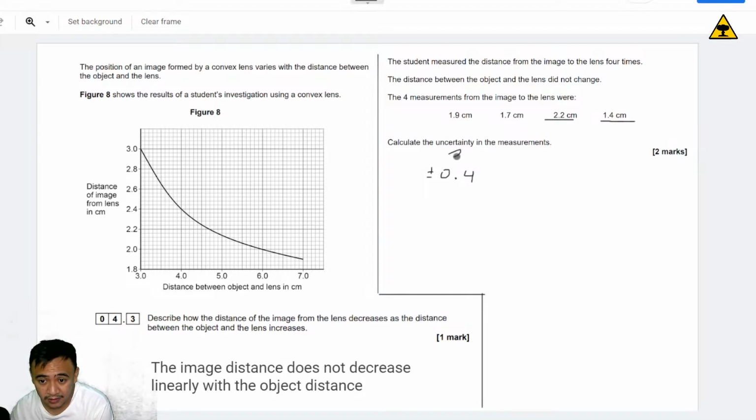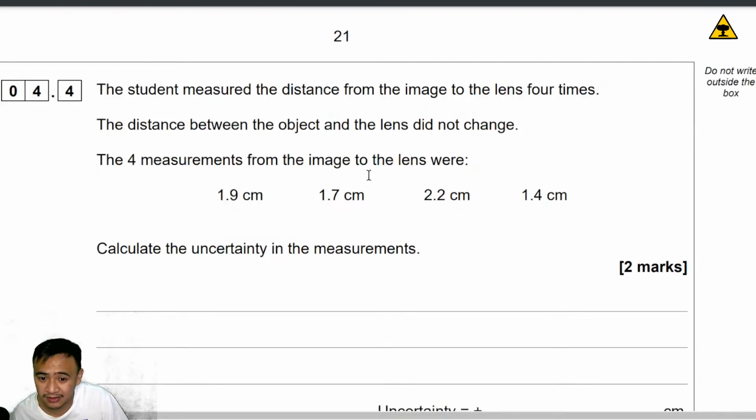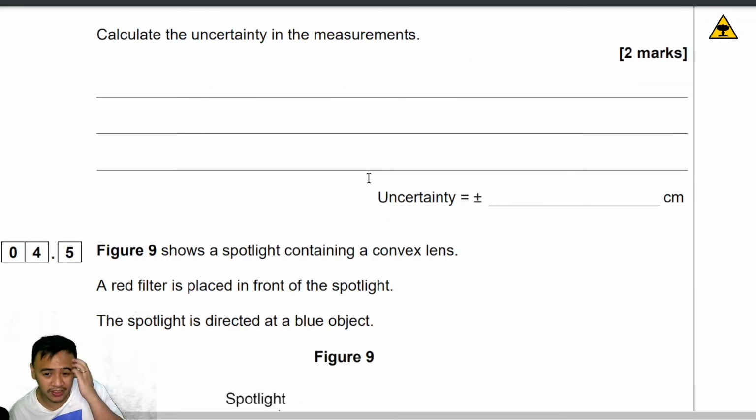over 2. You have to show the working: the largest and the smallest number. You always have to show this working. 2.2 minus 1.4 divided by 2. If you don't show the working, there's a chance you won't be given the mark. Even though in reality you're usually given the mark, there's a small chance you won't be. So just to be safe, put that in.